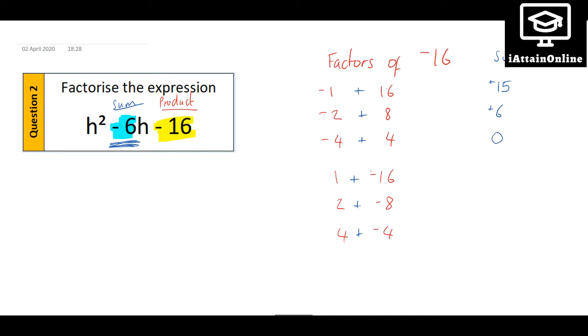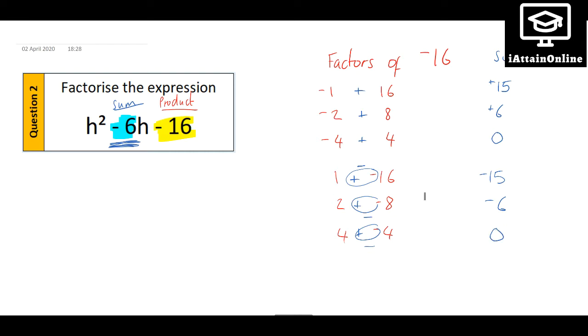Now 1 add negative, remember when you've got two signs next to each other and they're different, that becomes a takeaway. So 1 take away 16 is going to be negative 15. 2 take away 8 is going to be negative 6. And 4 take away 4 is going to give me 0.